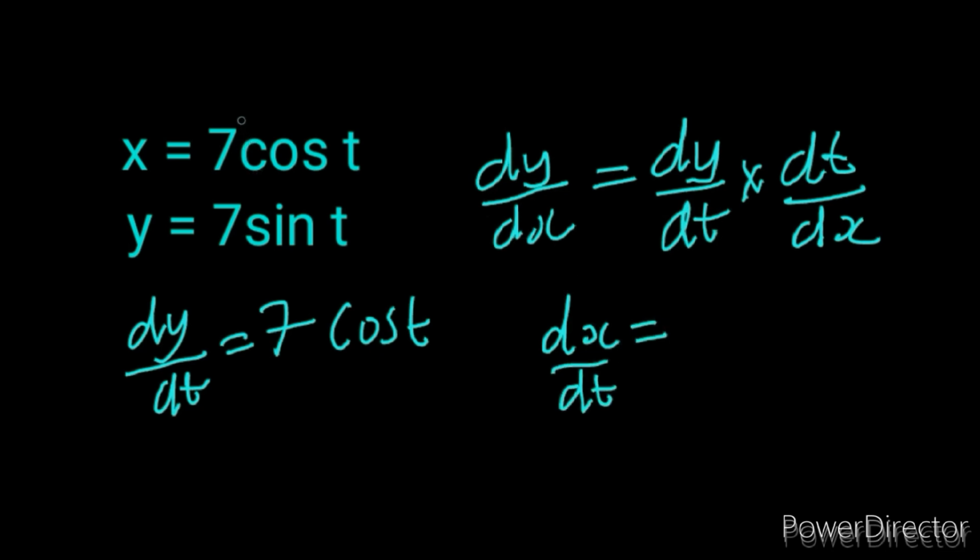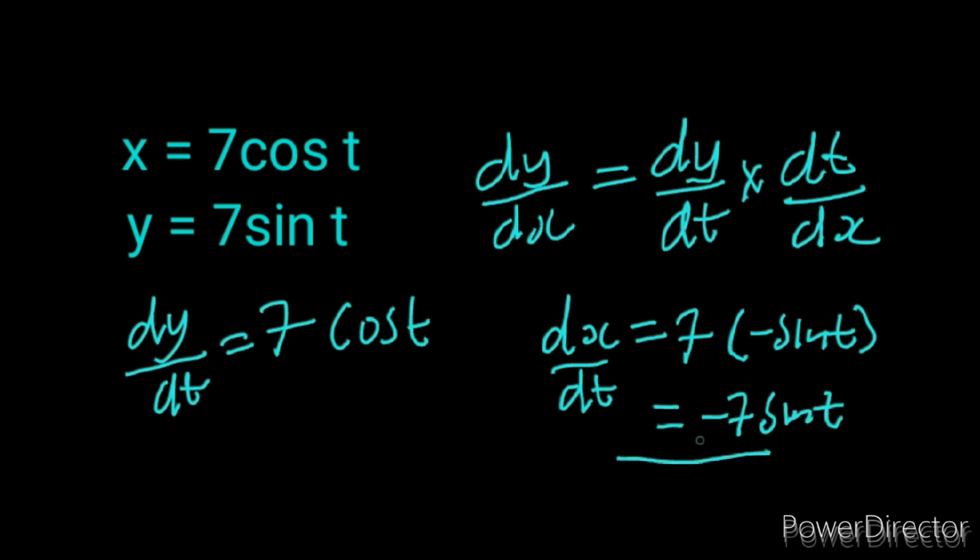Now we know that a constant times something is the same as the constant times the derivative of that thing, so our derivative is still a 7. Now what is the derivative of cos? The derivative of cos is negative sine. So we're going to have times negative sine t, because we're deriving with respect to t. When we further simplify it, we end up with negative 7 sine t.